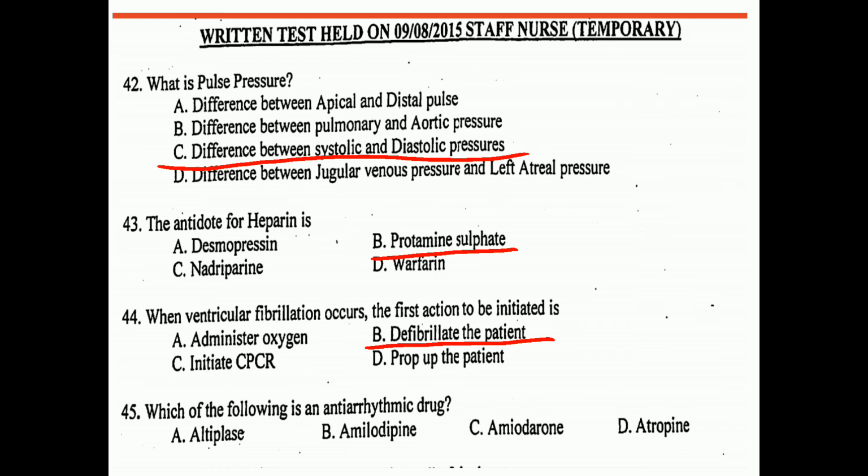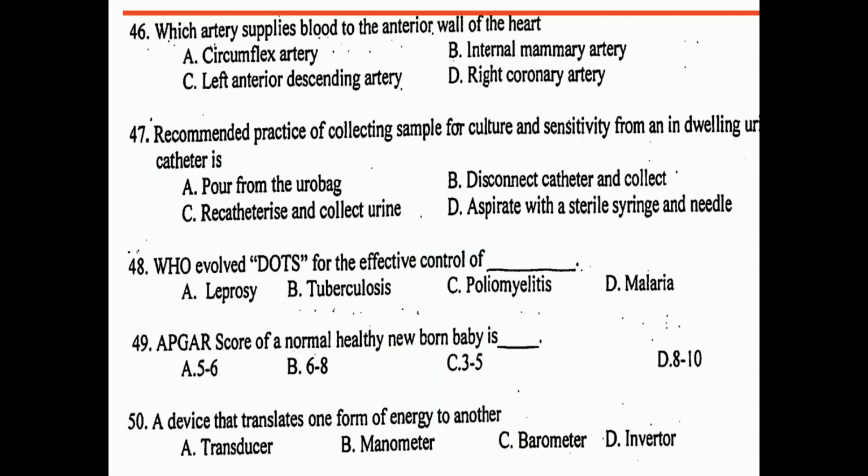Question number 45. Which of the following is an antiarrhythmic drug? Option A, alteplase, B, amlodipine, C, amiodarone, D, atropine. The correct answer is option C, amiodarone. Question number 46. Which artery supplies blood to the anterior wall of the heart? Option A, circumflex artery. Option B, internal mammary artery. Option C, left anterior descending artery. Option D, right coronary artery. The correct answer is option C, left anterior descending artery.